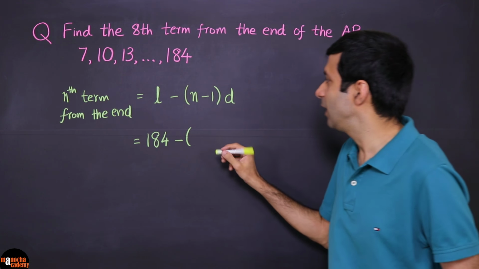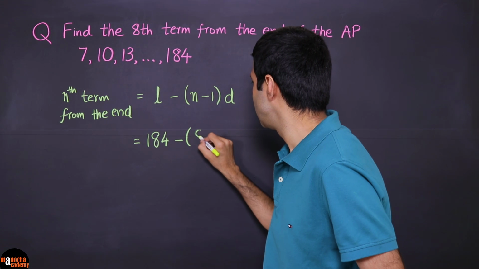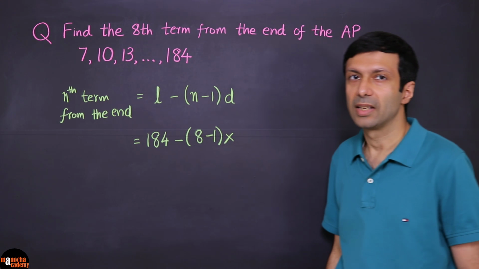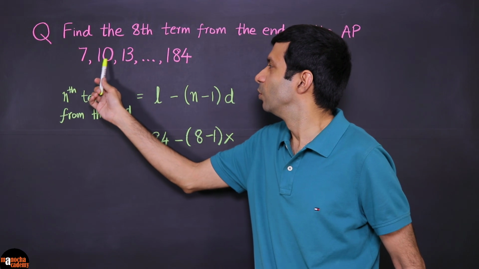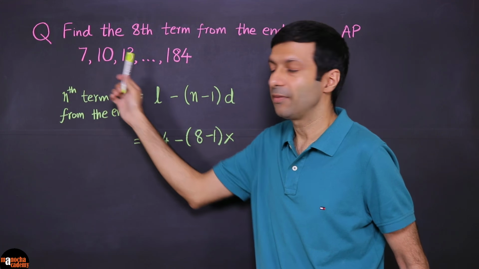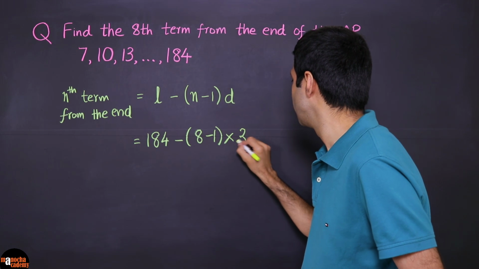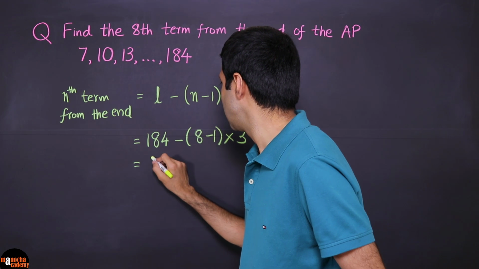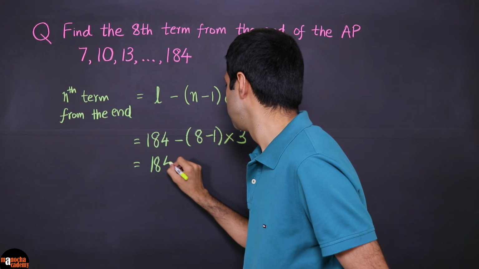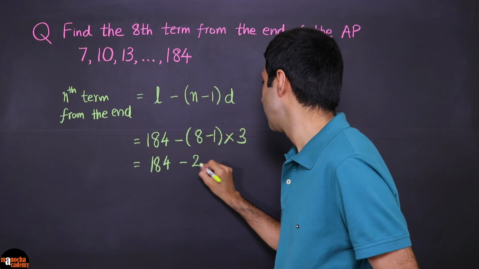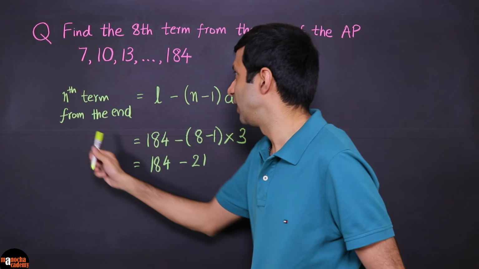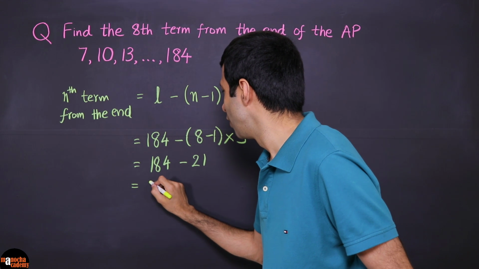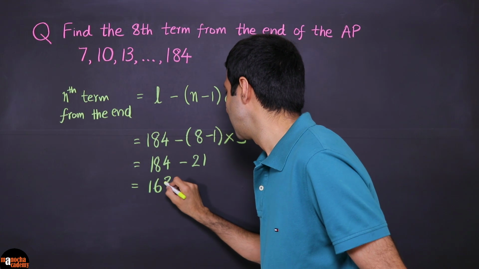Now we want the 8th term, so n is going to be 8. So (8 minus 1) times the common difference. And what is the common difference here? You subtract these two terms, 10 minus 7, the common difference is 3, right? And so if we calculate that, that's going to be 184 minus 21. So the 8th term from the end is going to be 163. So that's our answer.